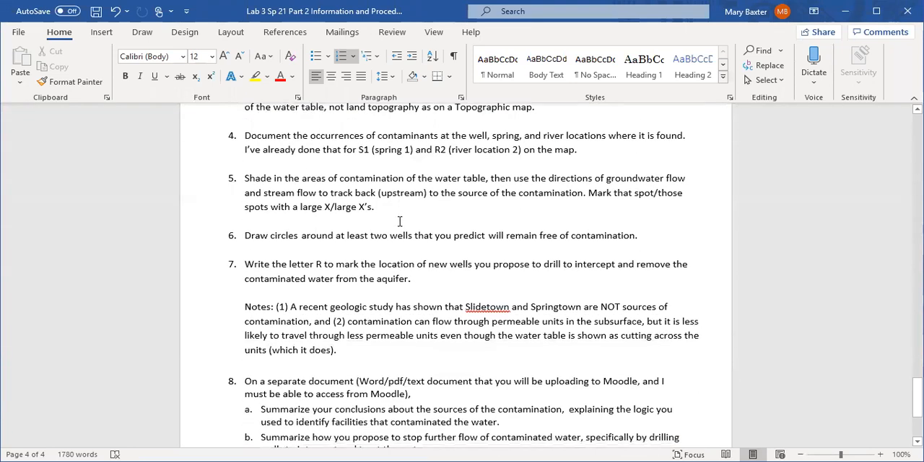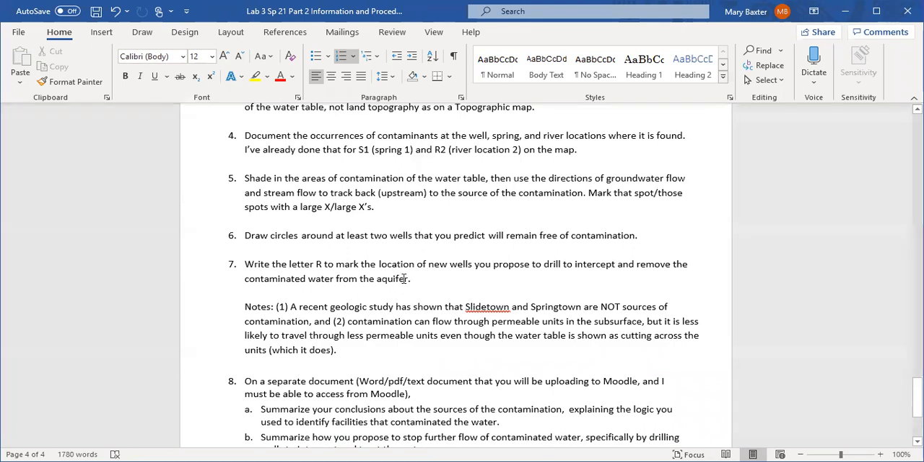You're going to document the occurrences of the contaminants. You could do the contour lines first and the contaminants later, or put all those numbers on at once, however you want to do it. Both have to be done. Draw circles around at least 2 wells that you predict will remain free of contamination. Write the letter R to mark the location of new wells you propose to drill to intercept and remove the contaminated water from the aquifer.